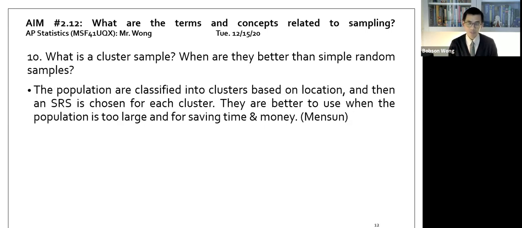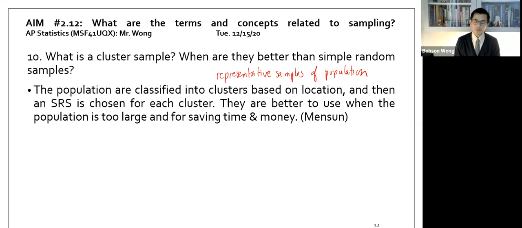A cluster sample is another kind of sampling method. In a cluster sample, as Menson points out, we group the population into clusters, each based on location, and clusters need to be representative samples of the population. And then we can choose a simple random sample from within each cluster. Now, these are often easier to do when we have a large population. They tend to require fewer resources because it's easier to do a cluster sample. Cluster sample implies that we're going to go into this particular area, this particular cluster, and sample. So the example that I like to think about when we talk about a cluster sample versus a stratified sample is a cake. Now let's imagine that we have a cake with many layers.